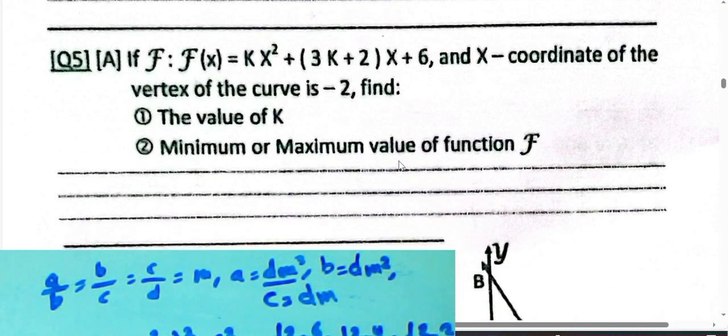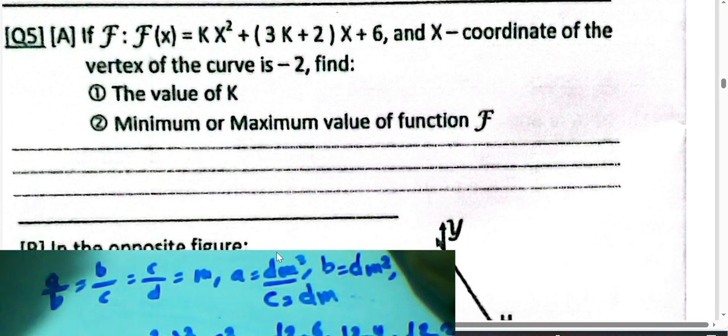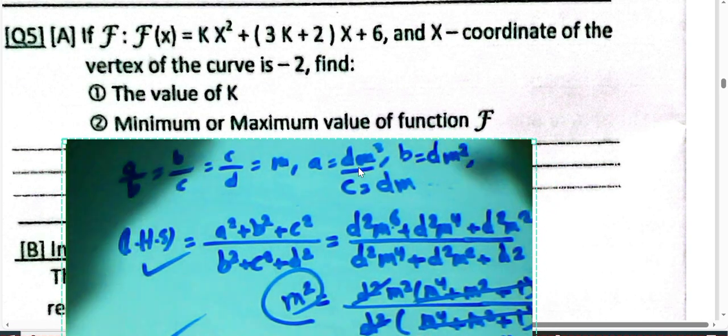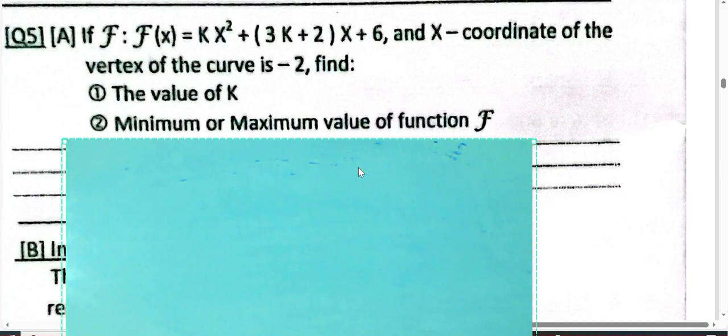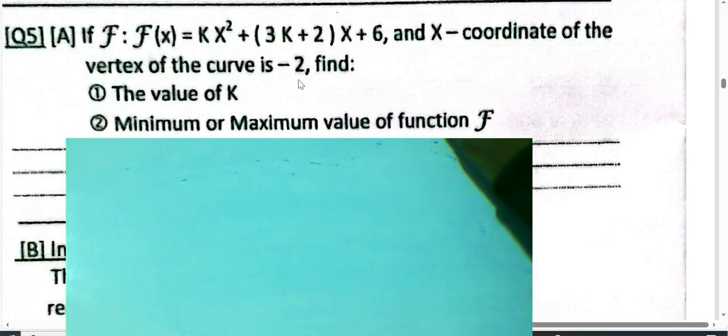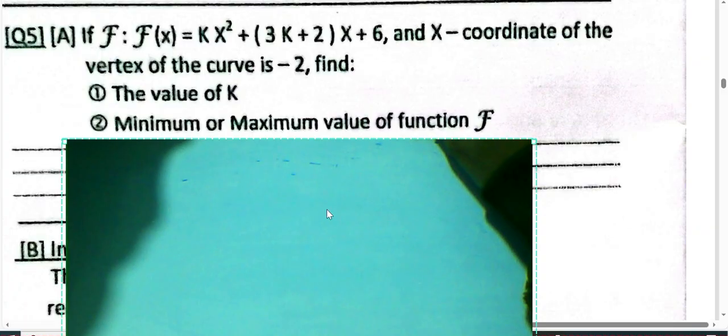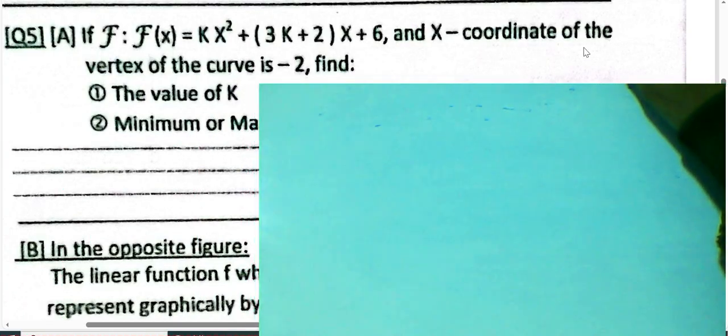Okay. Next question. If function f of x is such that f of x equals kx power 2 plus (3k plus 2) of x plus 6, and the x coordinate of the vertex of the curve is -2, find the value of k. Again, he gives me that the x coordinate of the vertex of the curve is -2.